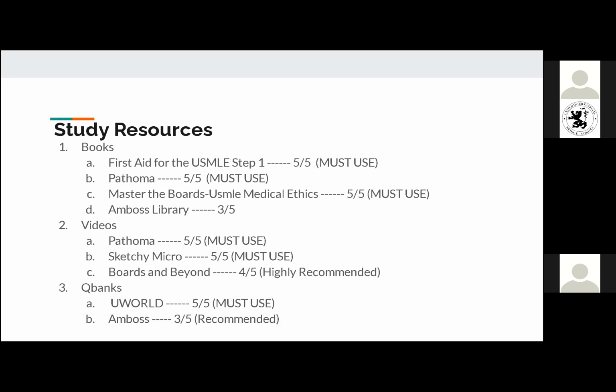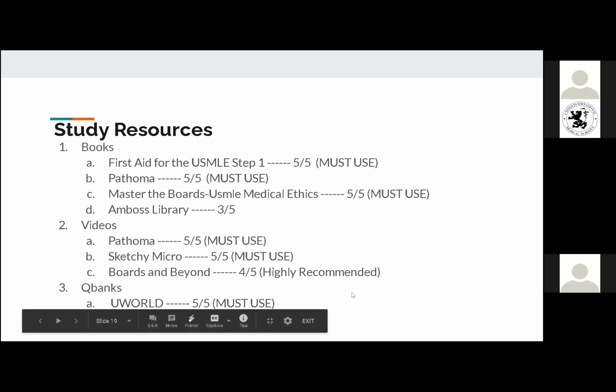In terms of Q banks, UWorld, of course. This is the gold standard for studying for USMLE Step 1 and Step 2 CK. I'll talk more about it later, but it's a QBank, so it has practice questions. And then Amboss, you can also use it if you want.